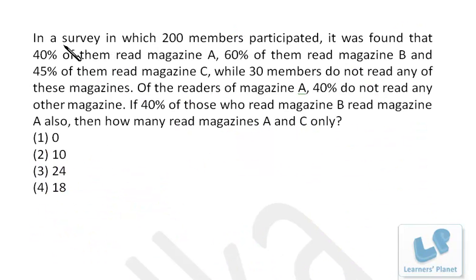Now see this problem. In a survey in which 200 members participated, it was found that 40% of them read magazine A. Okay, 40%, that means 80 people. 60% of them read magazine B. Okay, and 45% of them read magazine C, that's 90. While 30 members do not read any of these magazines. Okay, now we draw the Venn diagram.